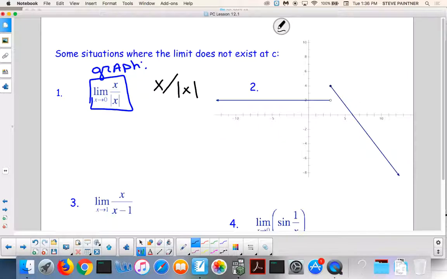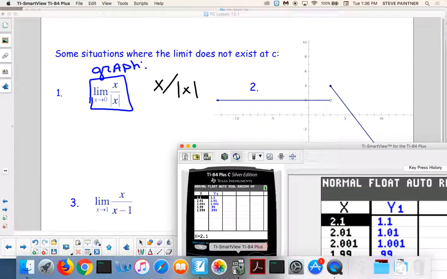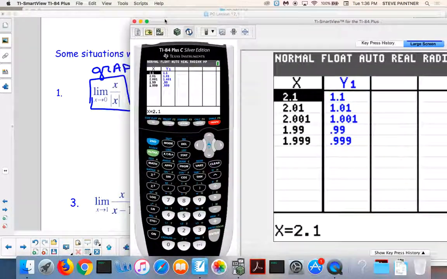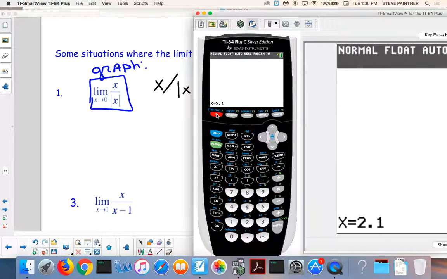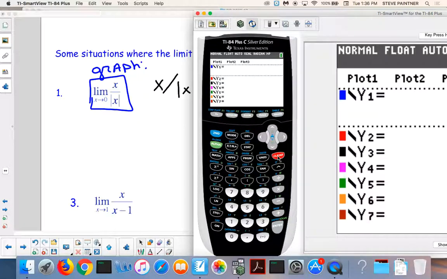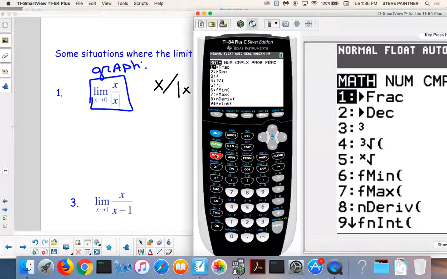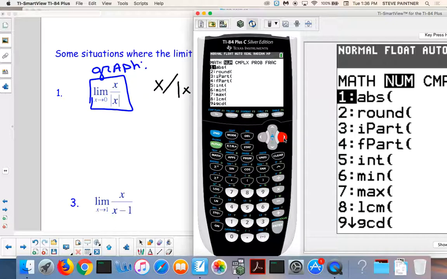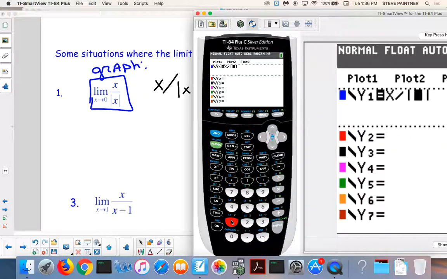So where do you find the absolute value symbol? What button gives you that? Oh, somebody said it. Math. So we're going to go y equals, get rid of this. Here's x divided by, here's your button math. Go to numbers. Absolute value is number 1. Hit it. There it is. X divided by absolute value of X. Got it.